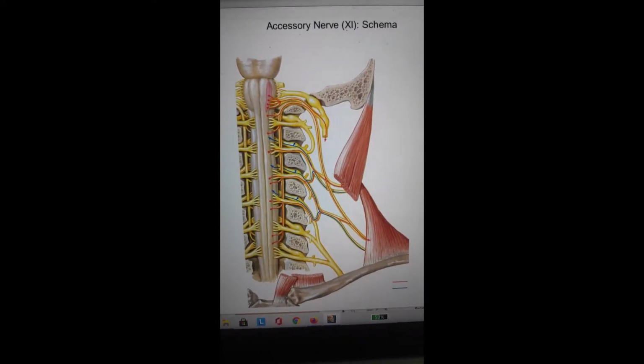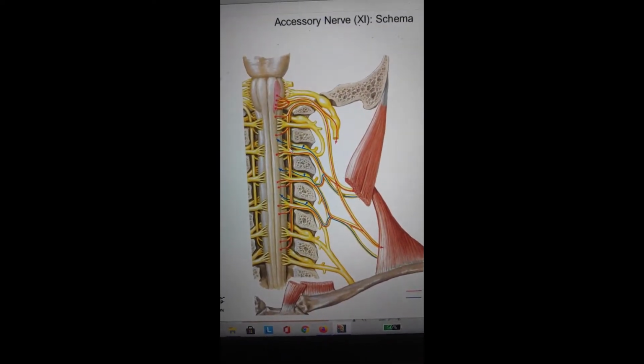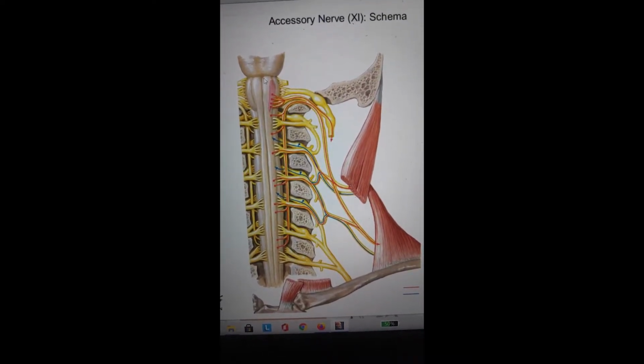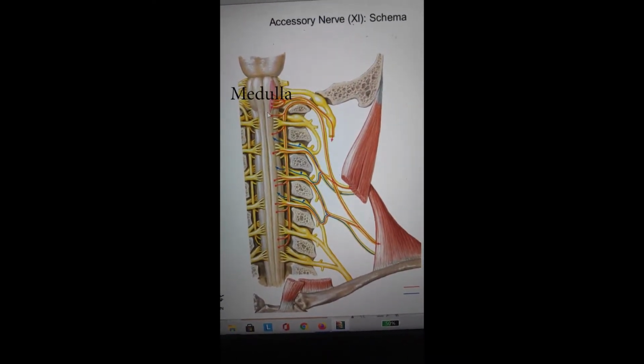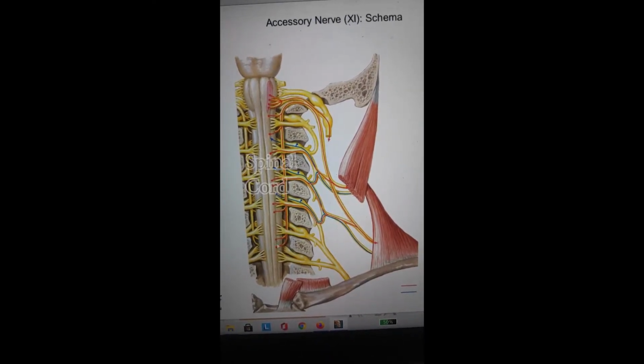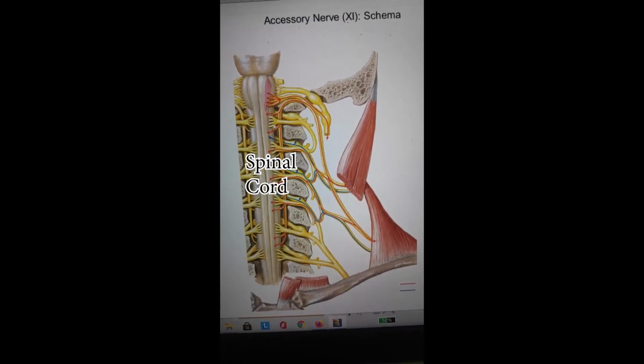Okay, this is a video. You can see the mouse pointer. What you are seeing here is the brain stem. This is the lower part of the brain stem, the medulla. This part is the pons. Beyond the medulla, below, this is the spinal cord. This is the upper cervical part of the spinal cord.